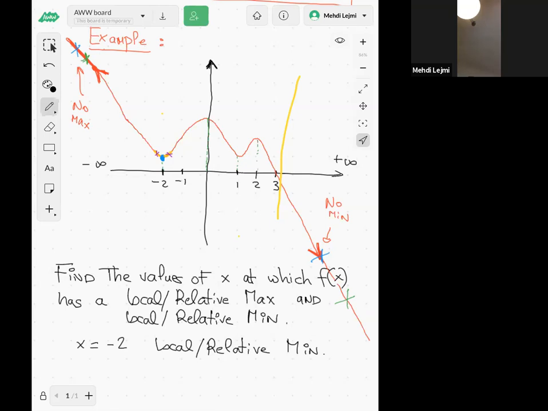Okay, does this make sense to you guys? Any question about why x equal to -2 is a local or relative minimum? Professor, I have a question.